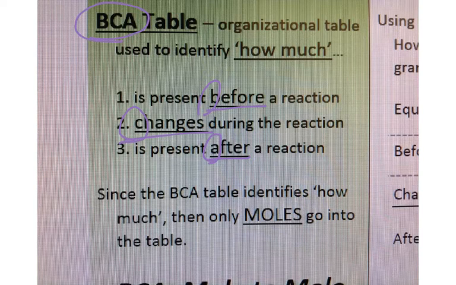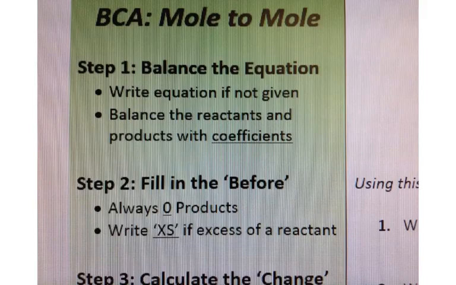Since the BCA chart identifies how much, we are only able to use moles in the BCA chart. That is key. For every single thing, you need to be in moles in order to use that BCA chart. So there are processes you have to do in order to use it.